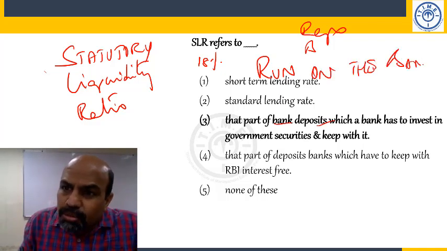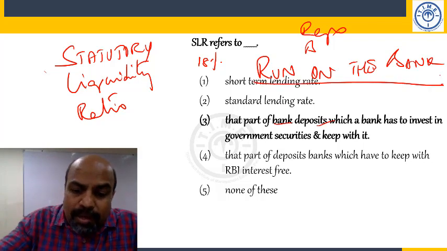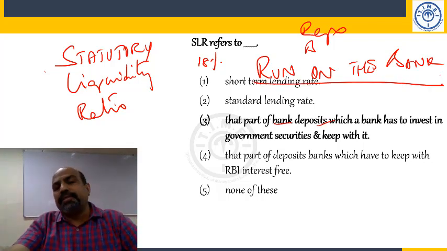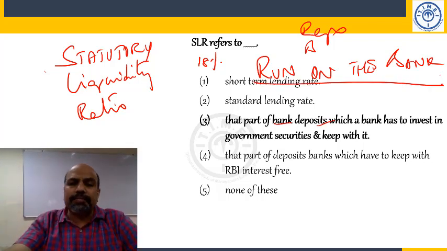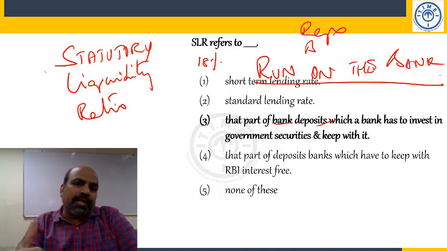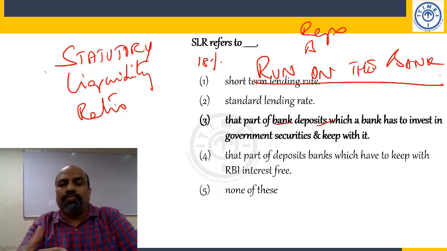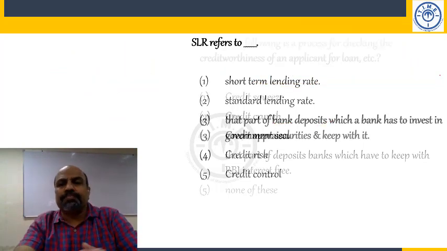These days, these things don't happen, unless the bank collapses. But it's a rare thing. Okay? So I'll discuss SLR again in the next class. Will I bring in repo, bank, all this stuff?